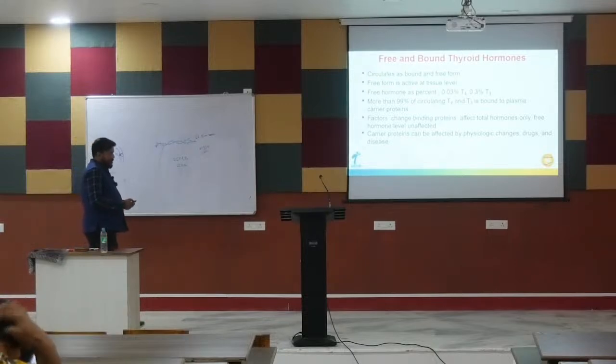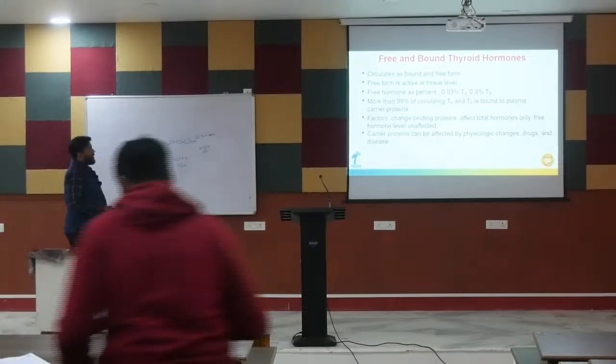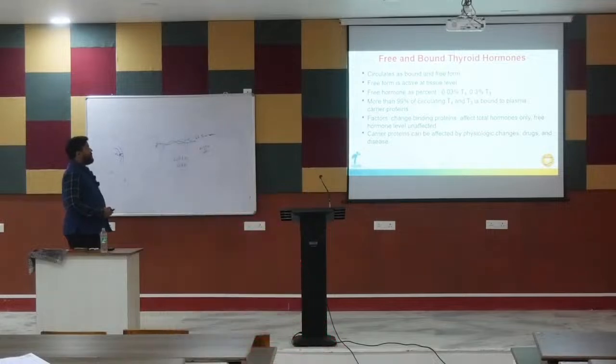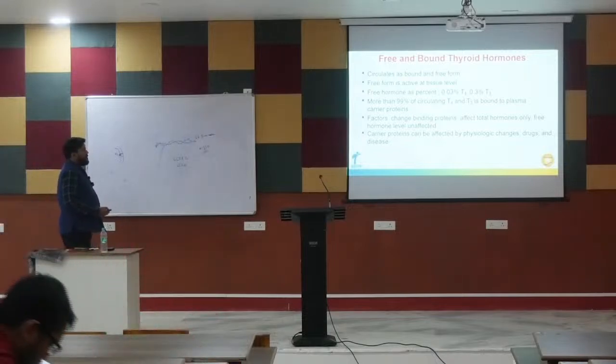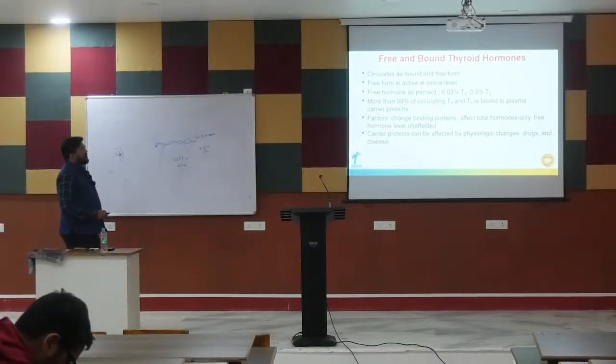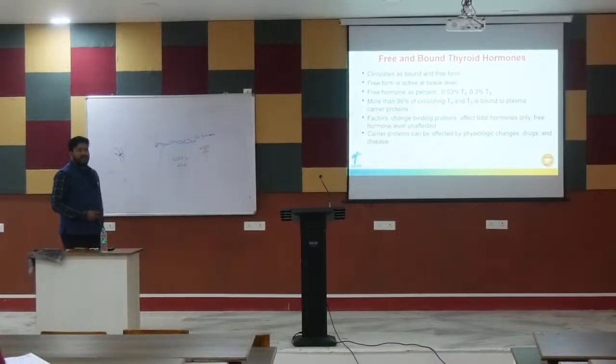So free and bound hormones: they circulate as both bound and free form. Free form is active at tissue level. Free hormones are present in a very minimal amount, 0.03% of T4 and 0.3% of T3.